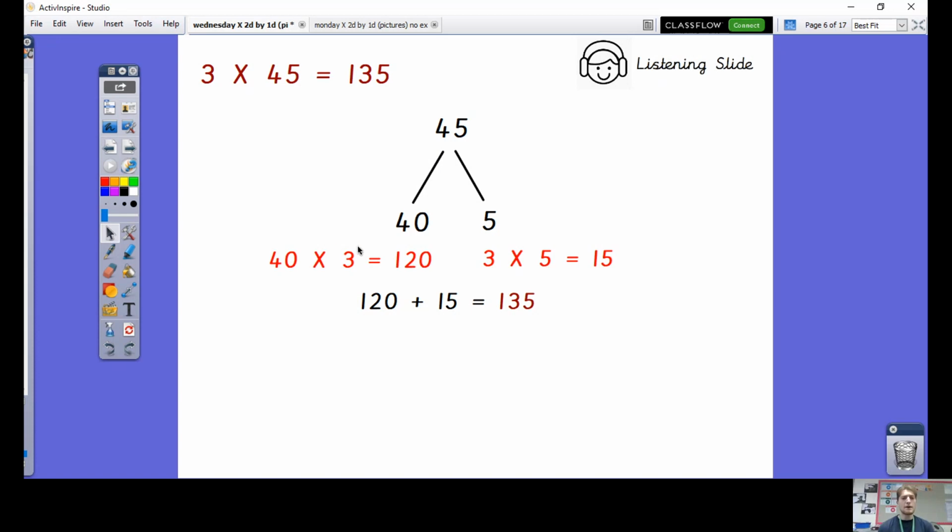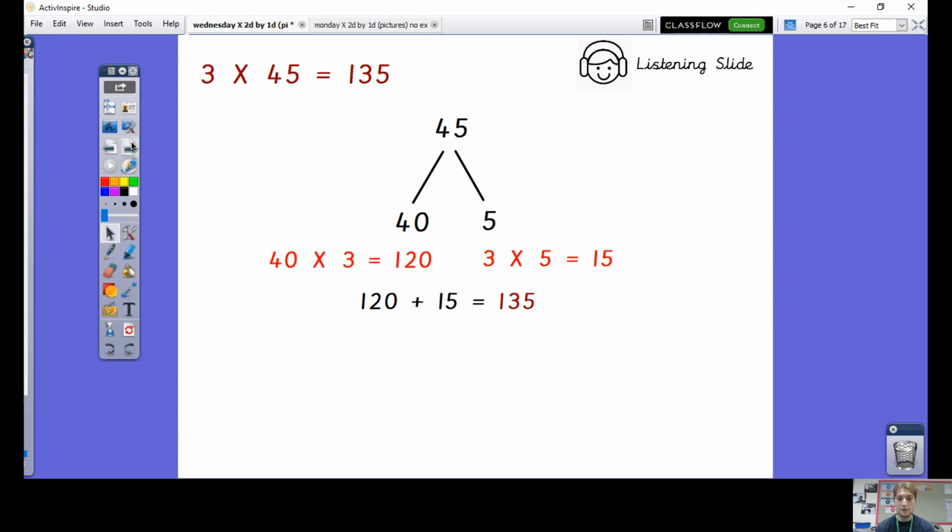Remember as well, if you find timesing 40 by 3, or a large multiple of 10 by a 1-digit number, difficult, you can make 40 10 times smaller, which makes it 4. Just remember though, if you do that, make your answer to your calculation 10 times bigger again.